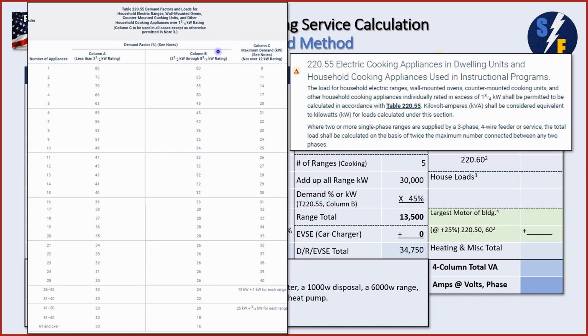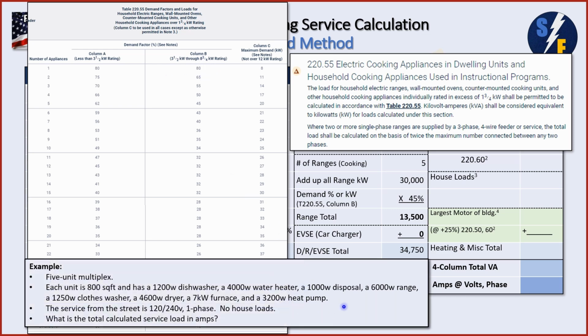But there are several notes to this table that I don't have listed here because they don't apply to us, except for note 3. And all that says is that if your range falls within this range of column A, you can use column A. And if it falls within the range of column B, you can use column B. So in our case, we have a 6,000 watt range in each unit. So 6,000 times 5 is 30,000.